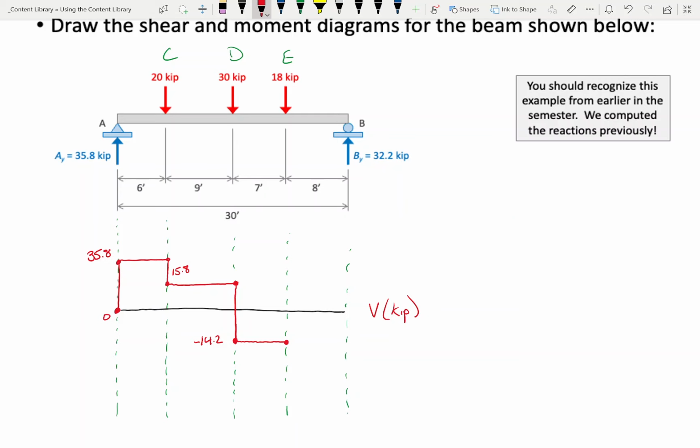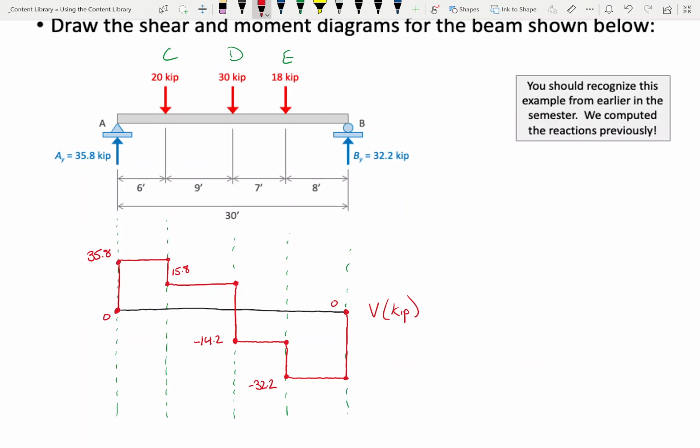So what happens now? I drop down to what? If I'm at negative 14.2 and I drop down 18, what does that put me at? Negative 32.2. And then what happens? It started at 0 and it ended at 0.